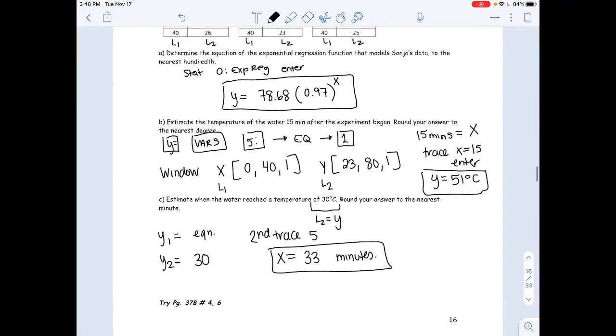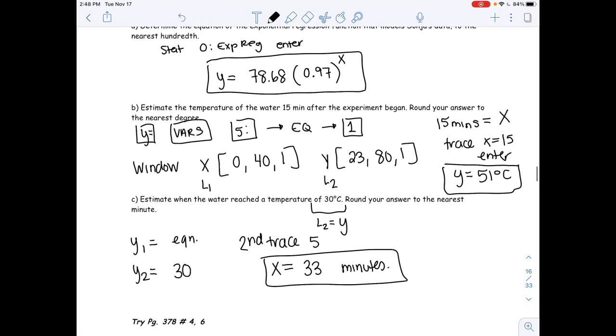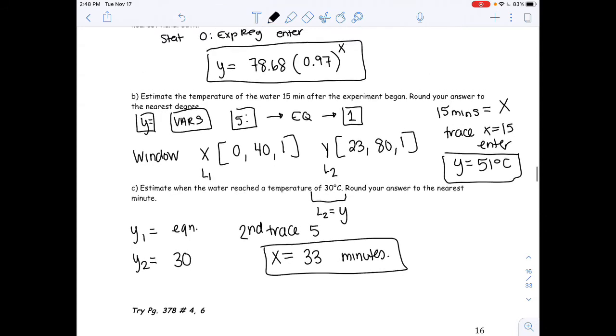So you'll see that this is what we're doing for all the questions: we're first entering the values into our graph, getting the equation, and then we're either looking for the missing x value or the missing y value. So it's just about figuring out which one's missing. So that is the basis of our lesson.